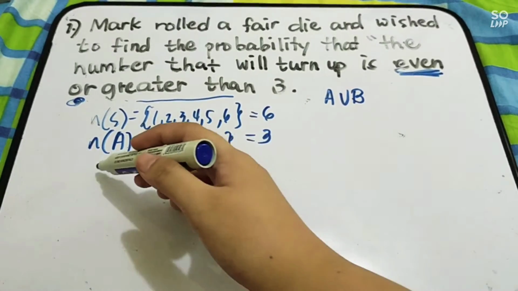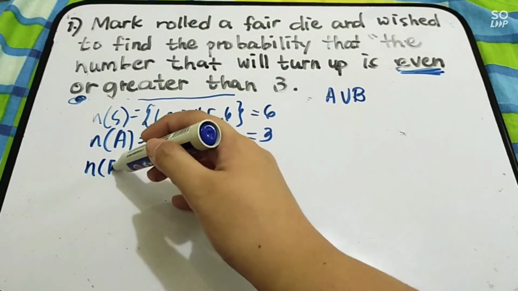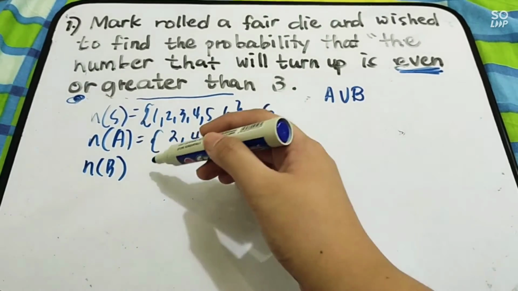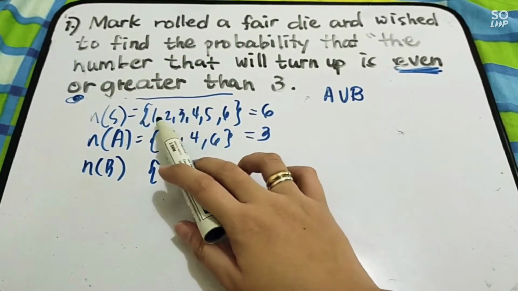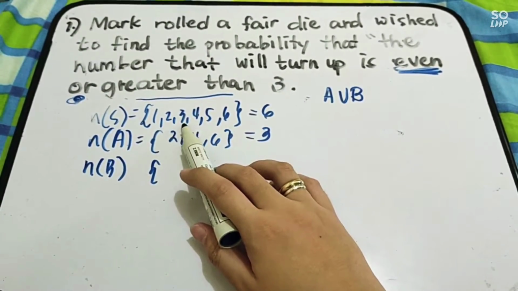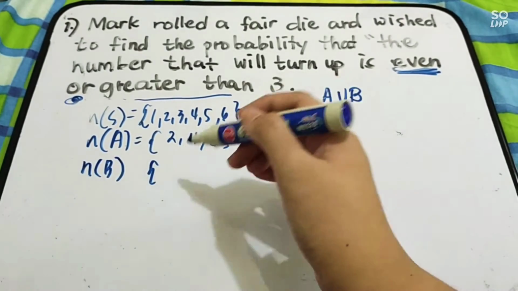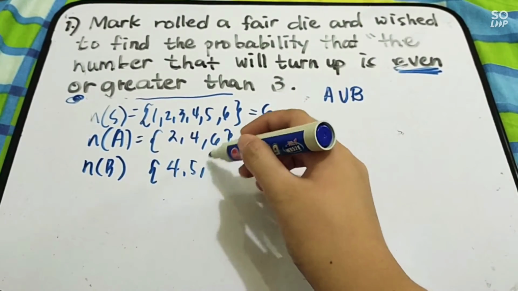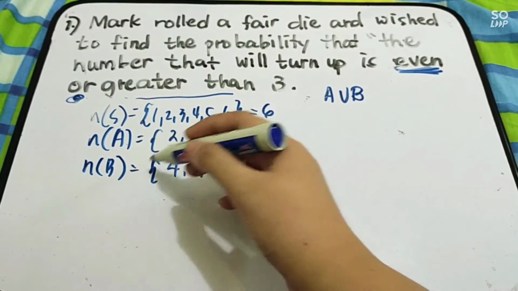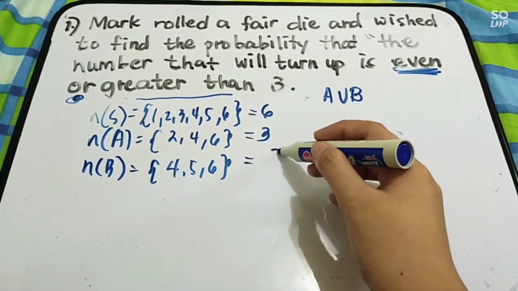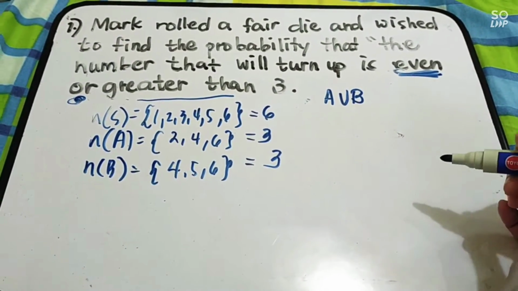Next, for set B, which is greater than 3. What are the numbers from the sample space that are greater than 3? We have 4, 5, and then 6. How many is the cardinality? We have 3.